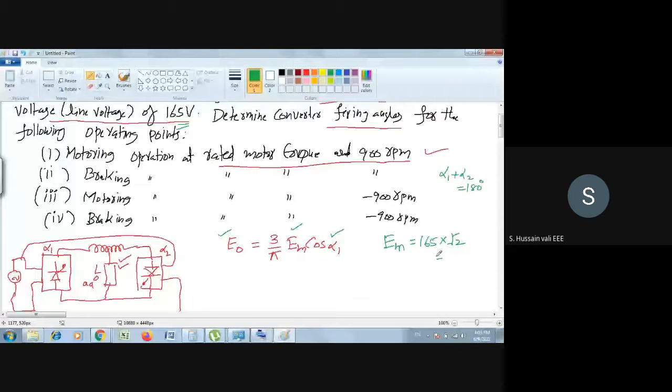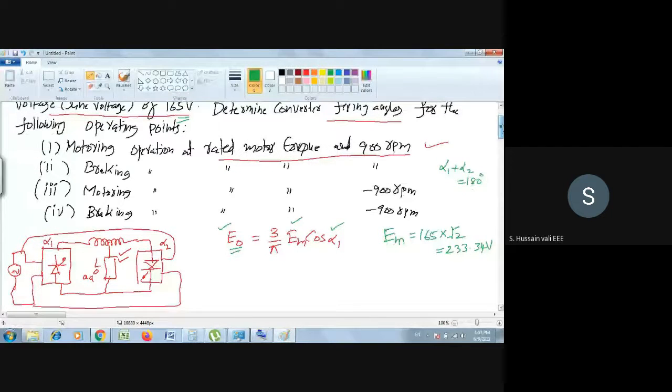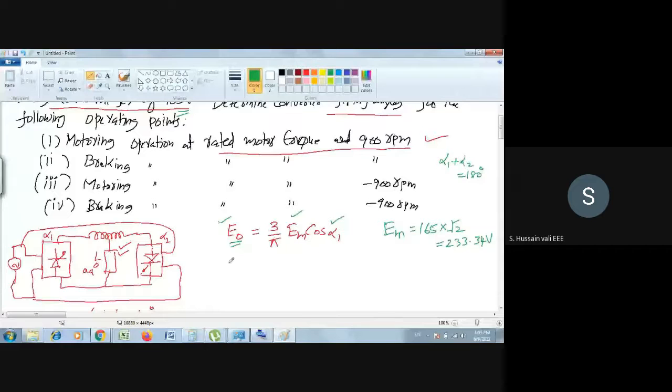So we got EM. Then we need to know what E naught is. E naught is the output voltage of the converter, or the input voltage to the motor. Here the load is a motor. So what is the equation for the input voltage to the motor? E naught equals EB plus IA RA.